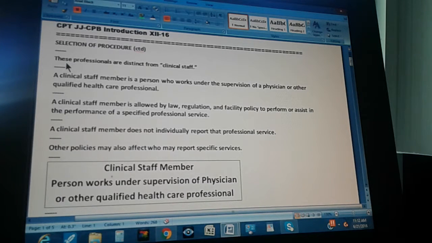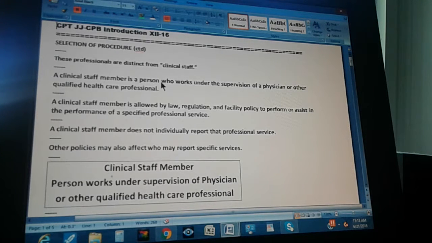Now we were talking about the physicians and the medical staff. But now we're going to talk about the clinical staff members, and these professionals are distinct from physicians. What's a clinical staff member? A clinical staff member is a person who works under the supervision of a physician or other qualified healthcare professional.